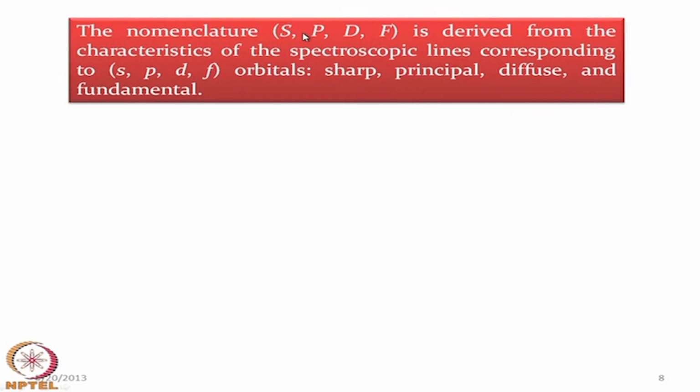The nomenclature S, P, D and F is derived from the characteristics of the spectroscopic lines corresponding to the small s, p, d, f, which were originally assigned for the atomic spectra of the different orbitals, that is sharp, principal, diffuse and fundamental. But we still use these 4 nomenclatures for L value equal to 0, L value equal to 1, L value equal to 2 and L value equal to 3.